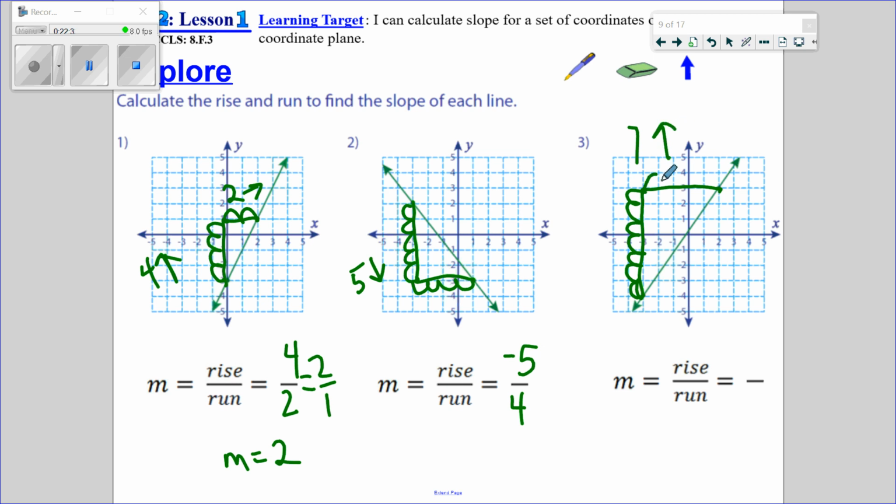Now, 1, 2, 3, 4, 5 to the right. My rise, I went up 7, and I went 5 to the right. Next slide.